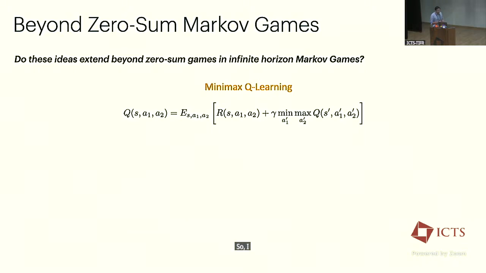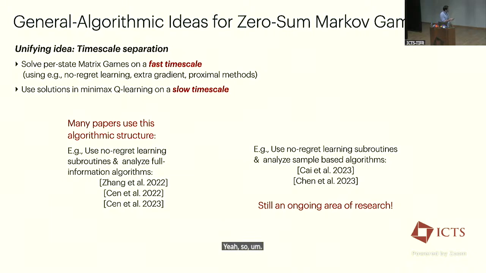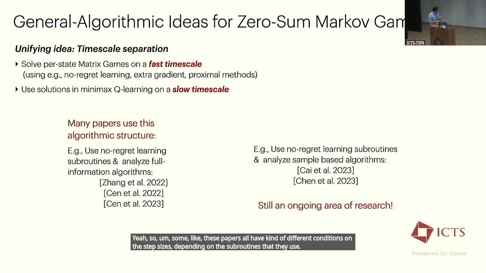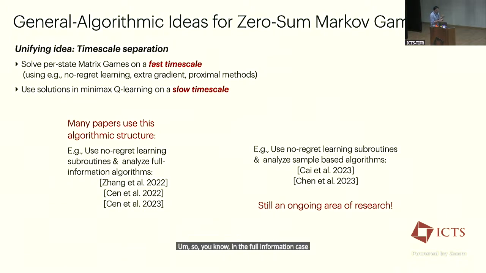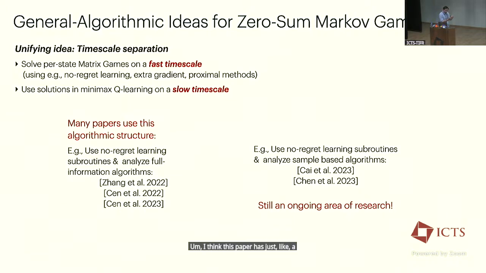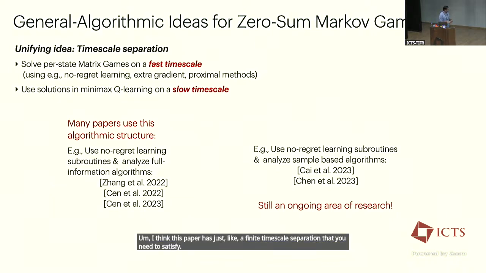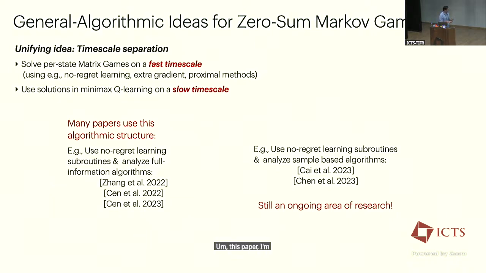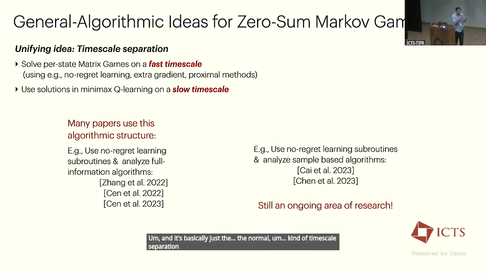So are there clear ideas on the relationship between the step sizes alpha and beta? Yeah, so these papers all have different conditions on the step sizes depending on the subroutines that they use. In the full information case, you have basically a very clear idea of what they are. I think this paper has just a finite timescale separation that you need to satisfy. This paper, I'm one of the co-authors on this. So this paper uses basically decaying step sizes. And it's basically just the normal timescale separation argument. So you need one sequence of step sizes to go to 0 and then the ratio to go to infinity.